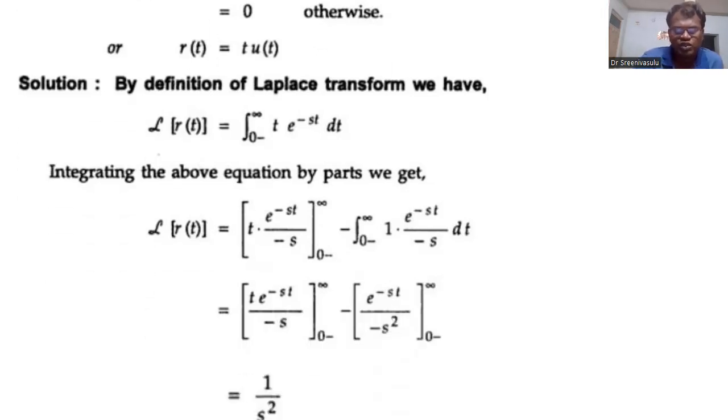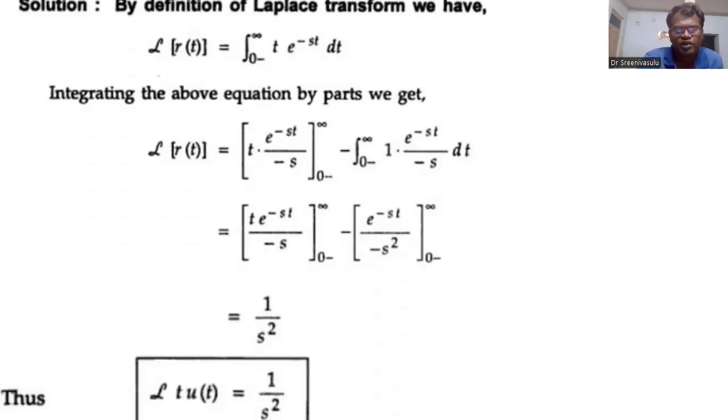And then you substitute those limits. So this is there is a minus e power minus st. I think it is a print mistake here because minus into minus plus. So it is a s square only.